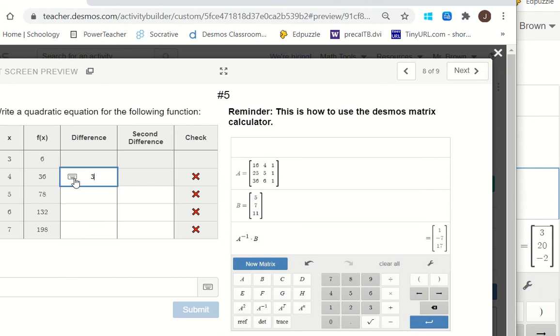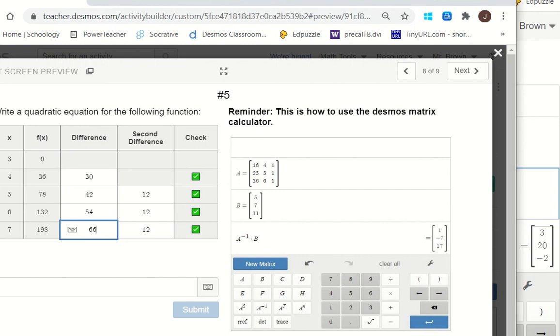All right. 6 to 36, that's 30. 36 to 78, that's 42. 78 to 132, that's 54. And then this one's going to be 66. Because we're just adding 12 each time to the difference. Therefore, it's quadratic.